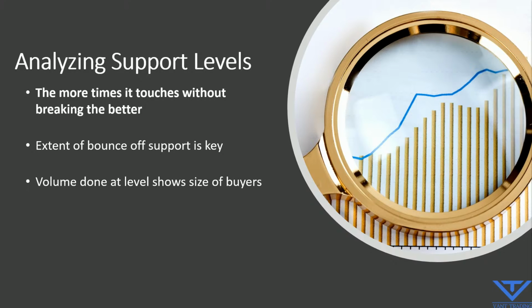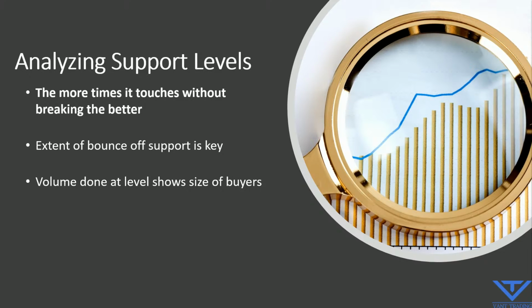The volume done at this support level can tell you and show you just the sheer amount of buyers that are there. A stock may get down to a price, $20 a share, and it might go a little higher, but it didn't do any volume. That doesn't mean there's necessarily support there. It just means that people didn't try to sell really there either. Maybe there just happened to be a little more demand to overtake the little bit of supply that was hitting at that level, but it wasn't enough.